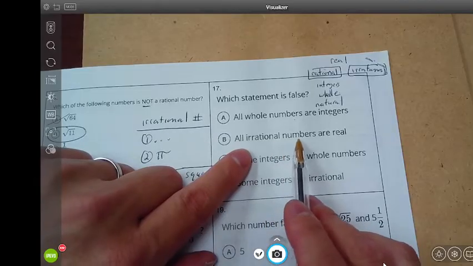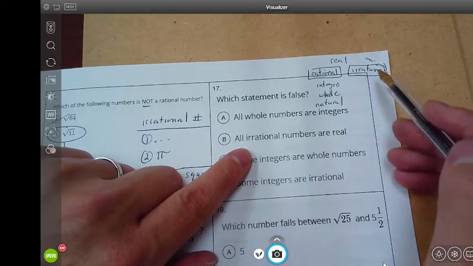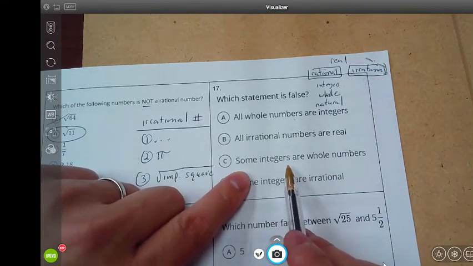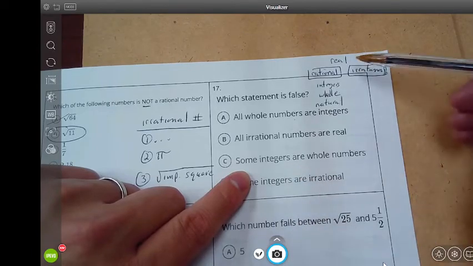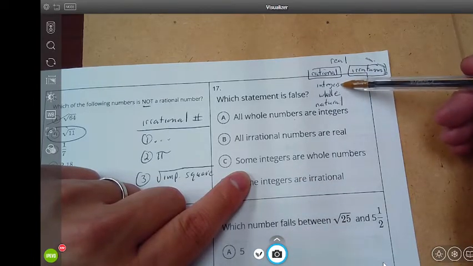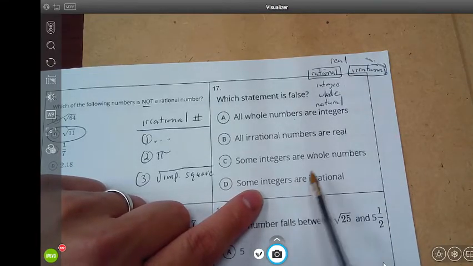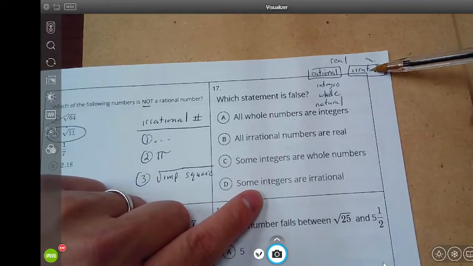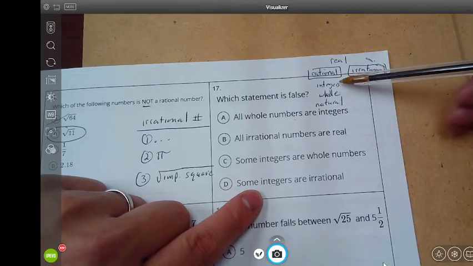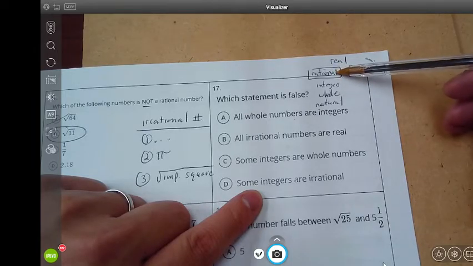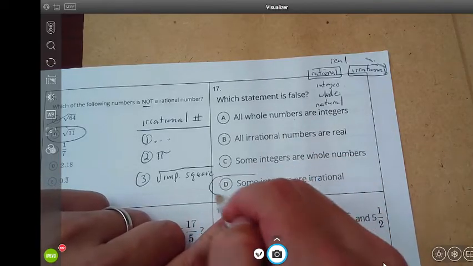Irrational numbers are real numbers. Any type of number is real. Some integers are whole numbers. That is true. The positive integers are whole numbers. But this one, some integers are irrational. Look at the irrational side here. Okay, so integers can only be rational numbers. They can never be irrational. So this is the false statement.